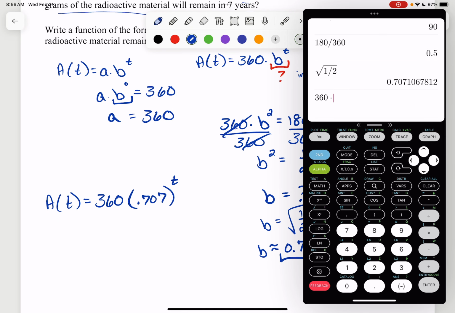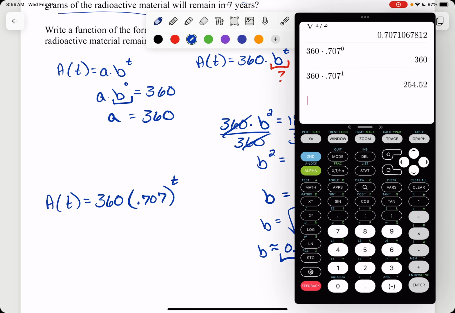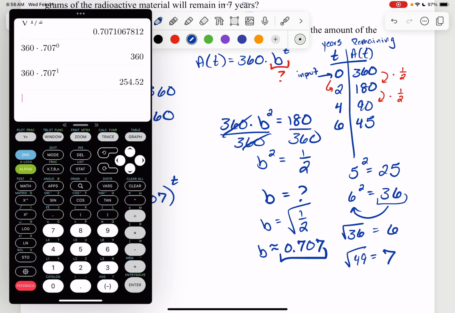360 times 0.707 to the 0 power is 360. If I hit the second and enter button, it brings it back again, and I can just delete that one and say to the first. Oh, that's how much I would have after 1 year. Okay, so let's second enter. We want it to the second power. I've got 179.94. Again, we rounded the 0.707. So that is around 180. That would round to 180.